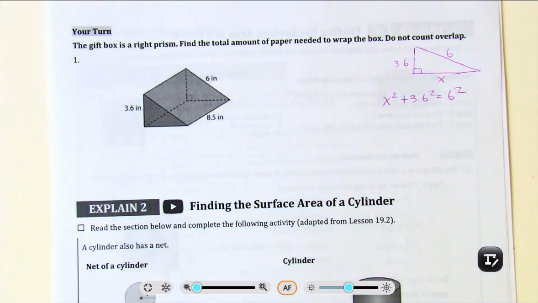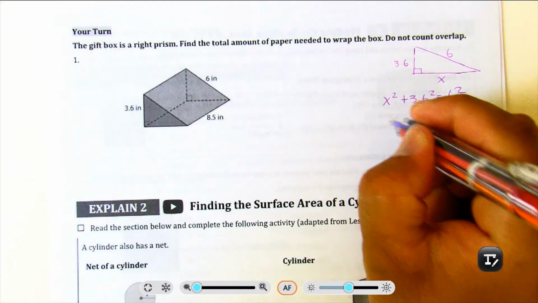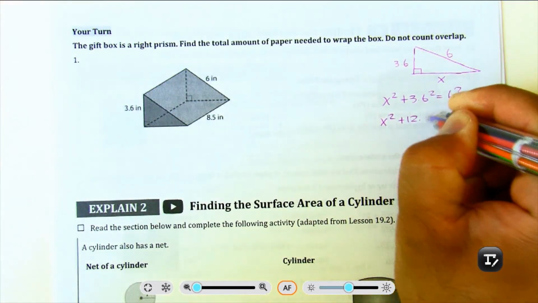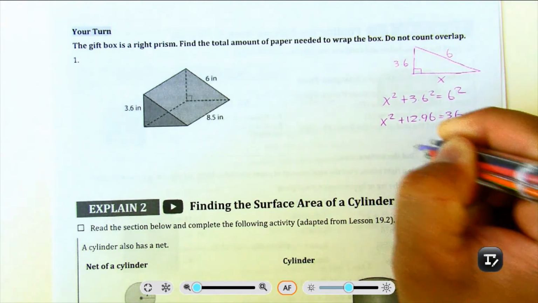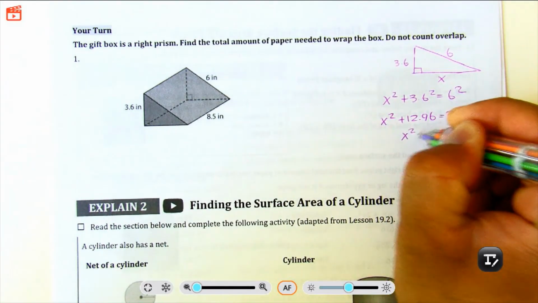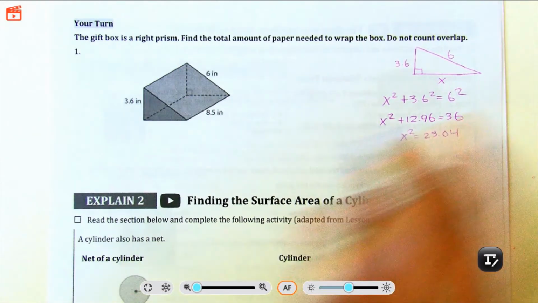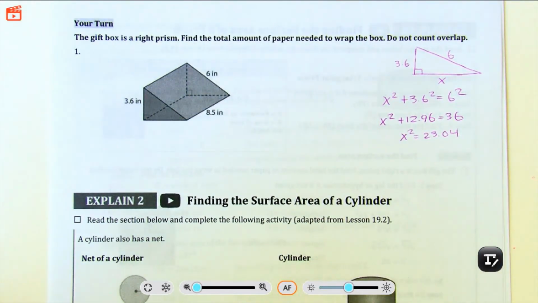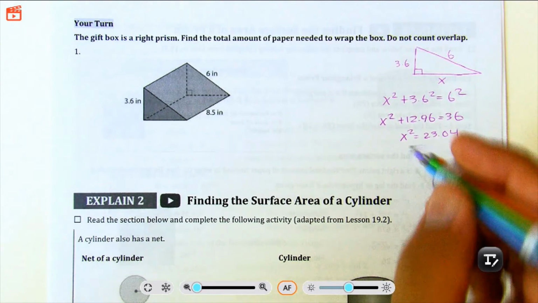If we find 3.6 squared, I get 12.96. So this is x squared plus 12.96 equals 36. Subtract 12.96 from both sides, and you end up with x squared equals 23.04. Then we have to take the square root of that, and I get 4.8. So this piece is 4.8.